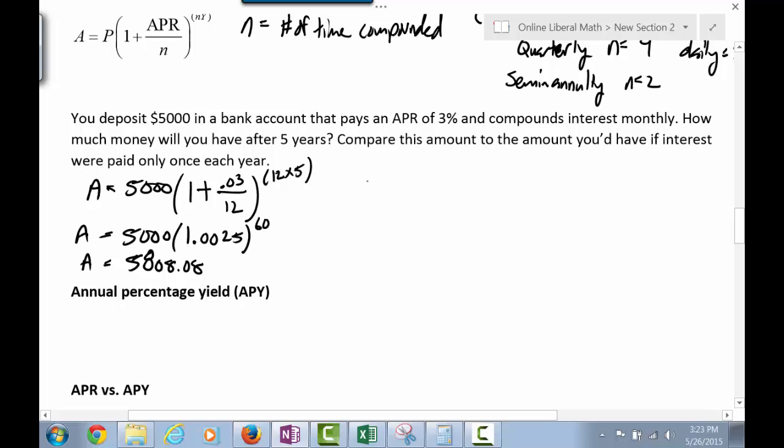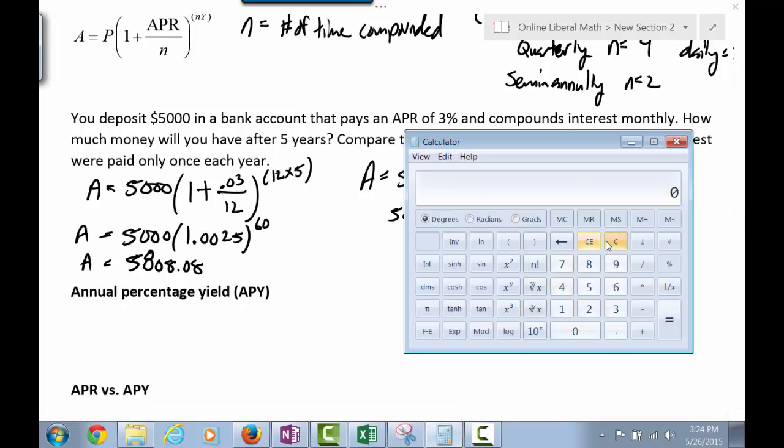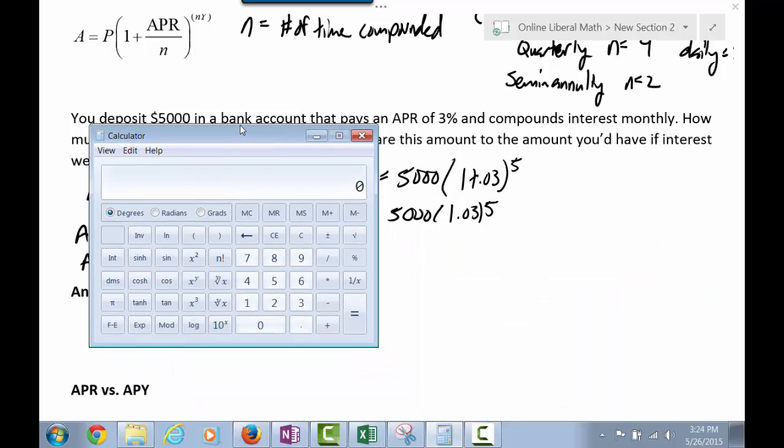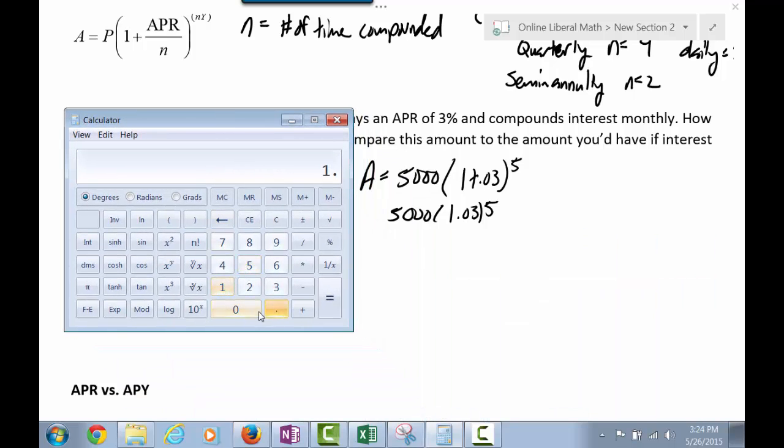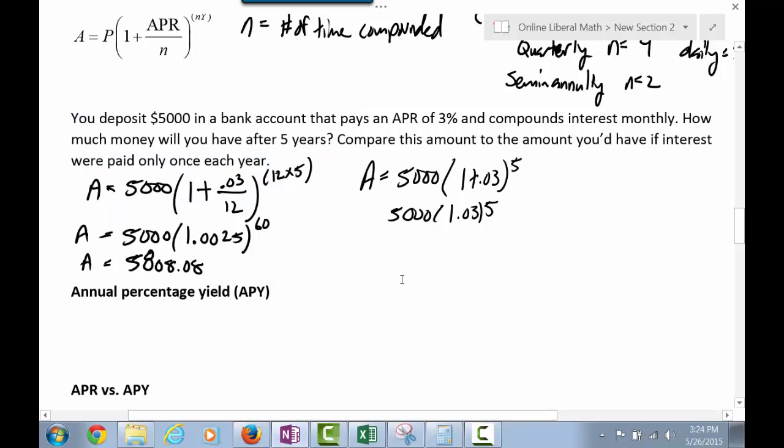Okay, now let's compare that to the once a year scenario. So 5,000 times 1 plus 0.03, and we're just going to raise that to the 5th. So 1.03 to the 5th, and go to our calculator. 1.03 to the 5th times the 5,000, and I get 5796.37.